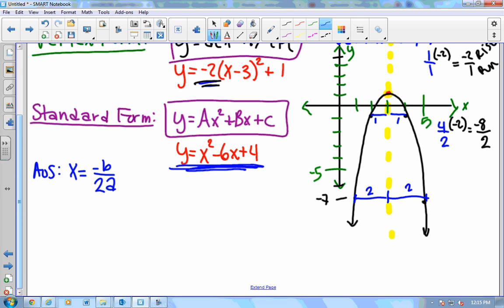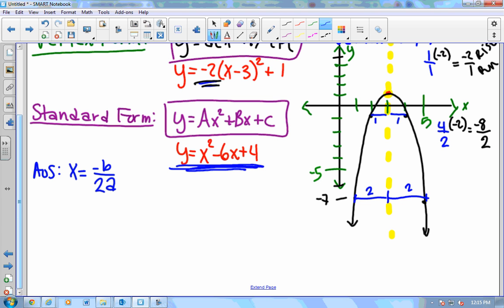What's in the b position? ax squared plus bx plus c. What's by the x? b as in boy. It's right by the x. There you go. Do you have a negative sign in there? There you go. Awesome. Okay, good.